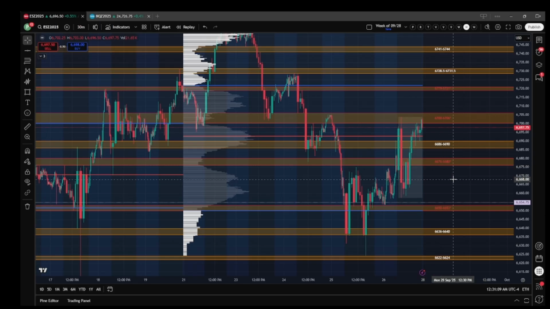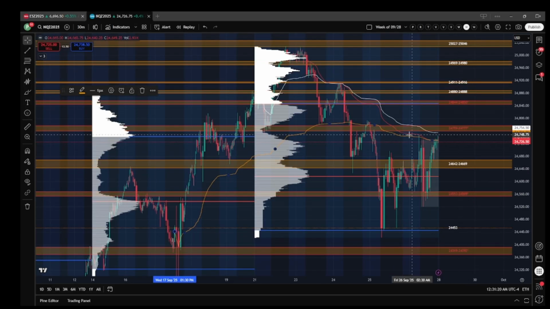And I will cover NQ briefly. It's very, very similar to ES. So I'll flip over just real quick. Again, the same 3 VWAPs that I had on ES, and you can see NQ is actually trading below them. So a slight difference there.